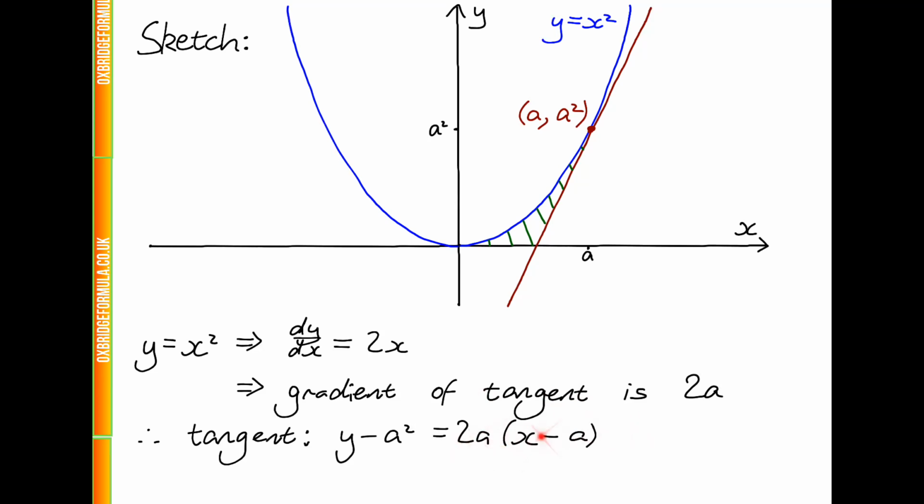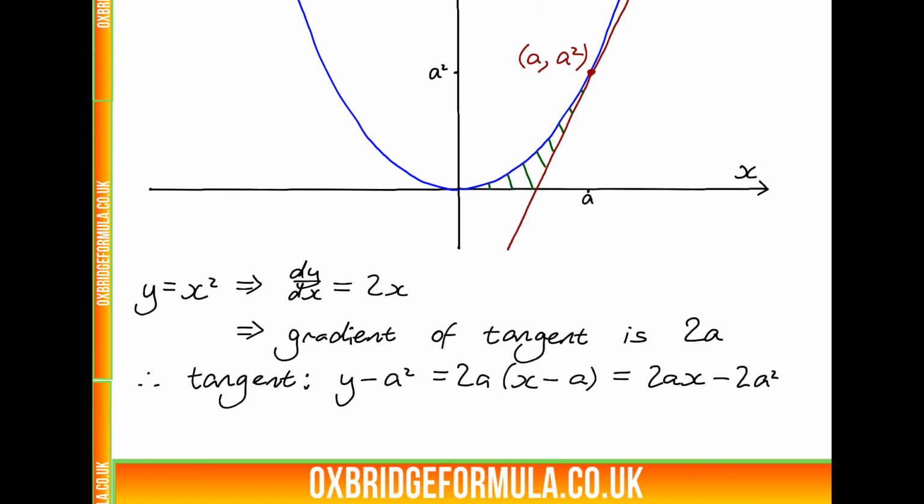And now we can expand out this bracket, 2a times x minus a, to see that's equal to 2ax minus 2a squared. And therefore, if we add a squared to y, we see that y is therefore equal to 2ax minus a squared, adding a squared to this right-hand side. So this is the equation of the tangent line. So pause the video here, and with that in mind, try to find the area of this region shaded in green.